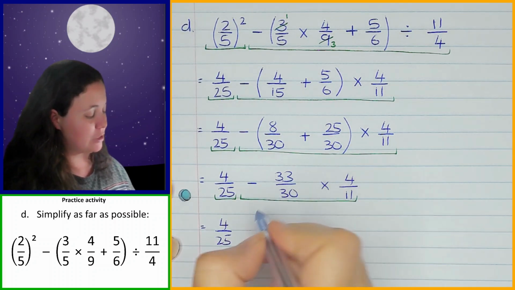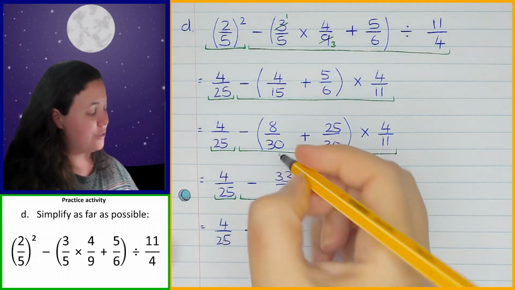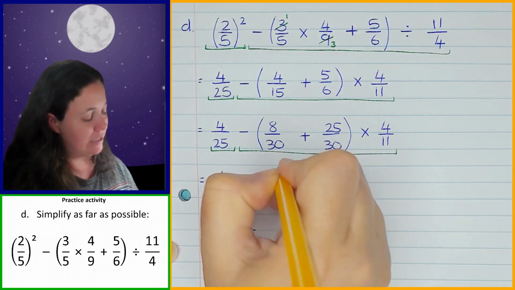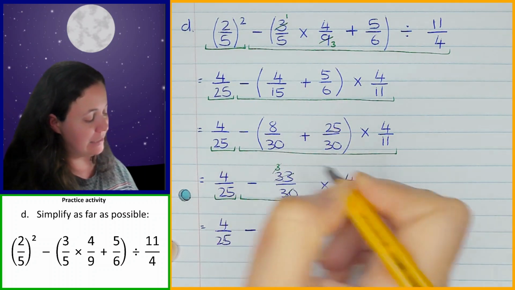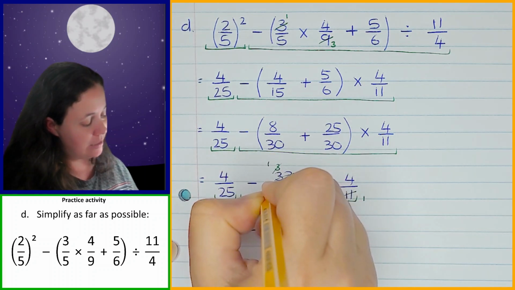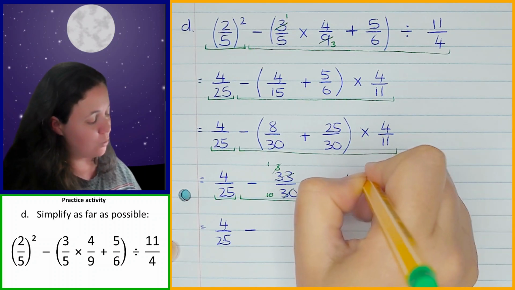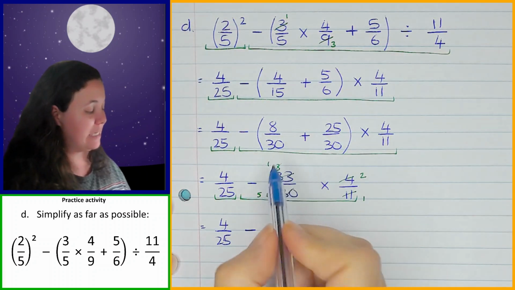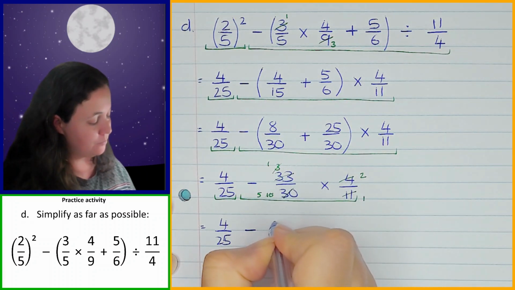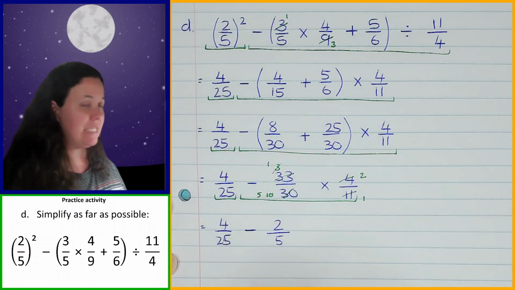Then a negative times a positive is negative, so it's still minus. Then I can simplify over here. 33 and 11 are both divisible by 11. 11 goes in there 3 times, 11 goes in there once. 3 goes into the 30 also, so 3 goes in there once and 3 goes in there 10 times. And then I can still simplify my 10 and my 4. 2 goes into 4 twice and 2 goes into 10 5 times. So over here, in my numerator, I'm left with 1 times 2, which is 2, over 5 times 1, which is 5. So now I end up with 4/25 minus 2/5.